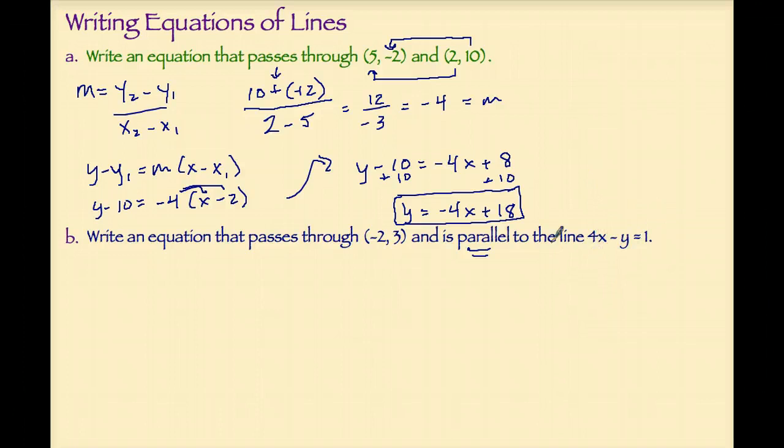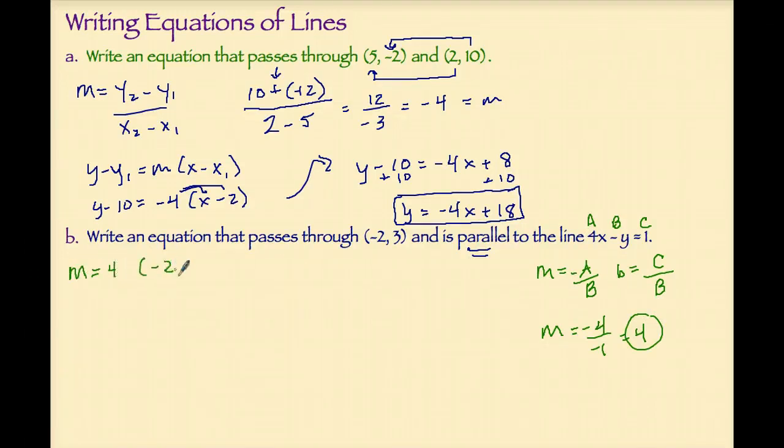This is in standard form, and if you remember the secret codes, let me change colors here. m, the slope of a line in standard form, is negative a over b, and the y-intercept will be c over b, and this is a, b, and c. Therefore, the slope of this line is going to be negative 4 over negative 1, which is 4. We don't really need the y-intercept, we just need the slope, because since we're parallel to this line, that is our slope.